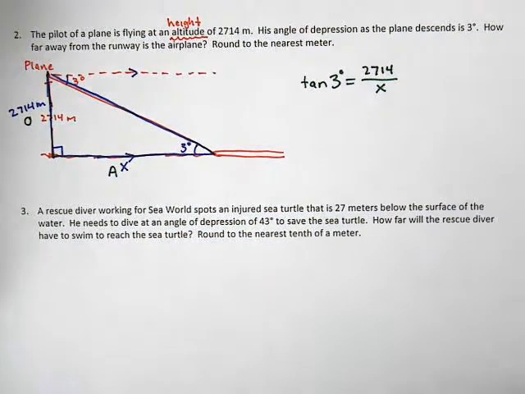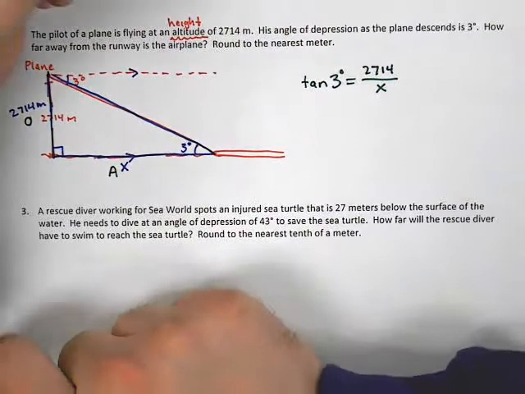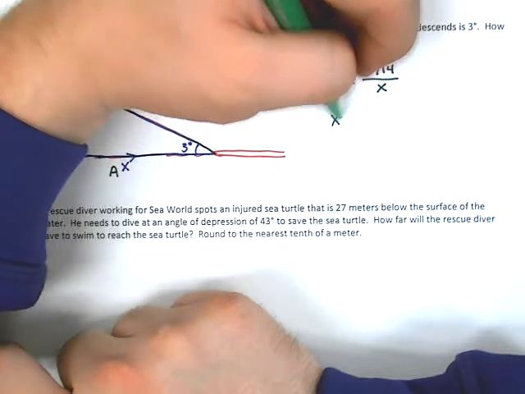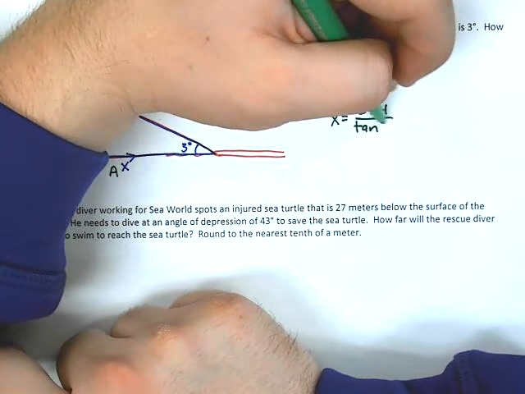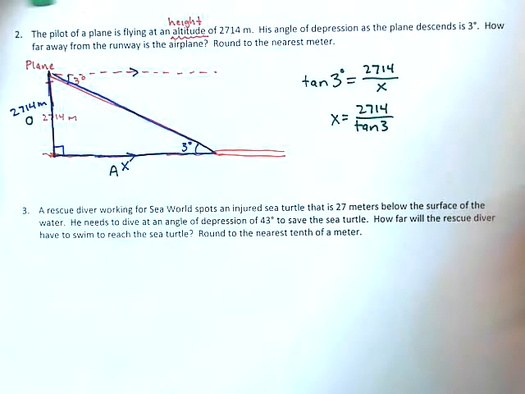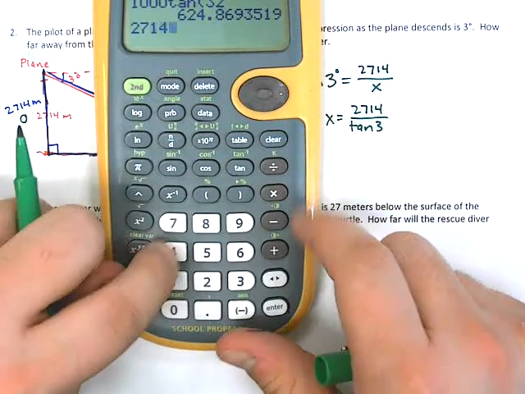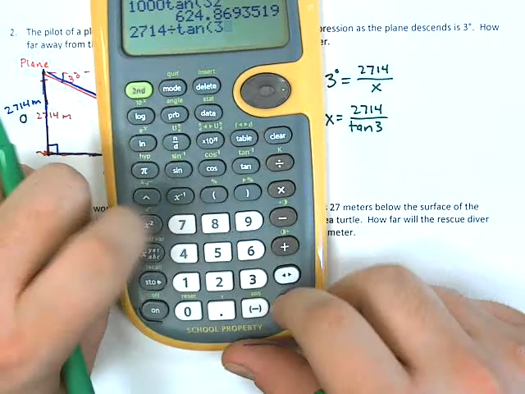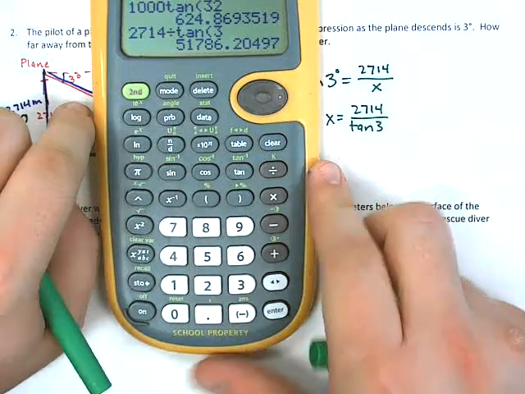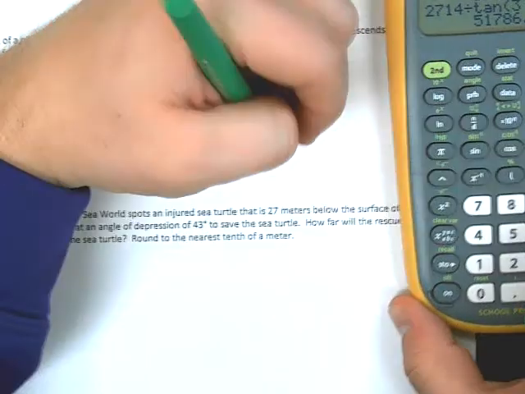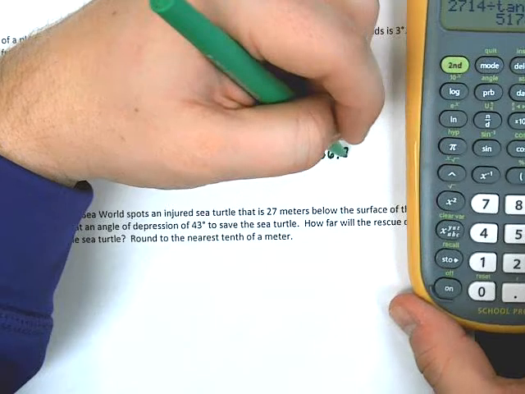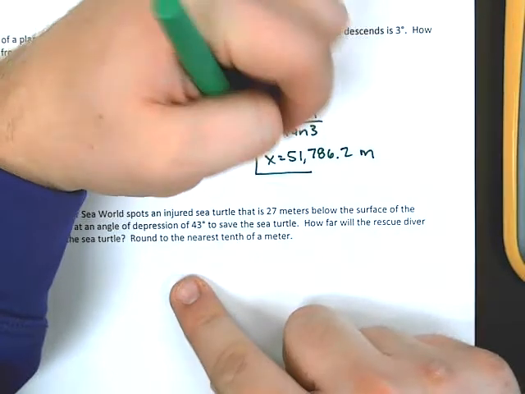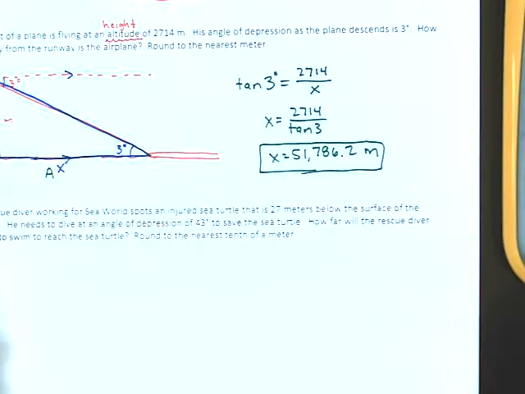And then we either cross multiply or we remember that when x is on the bottom, we can always flip it. So we know that we are going to do 2,714 divided by tan 3, and I get, ooh, that's big, x equals 51,786.2 meters. And there we have it. All right.